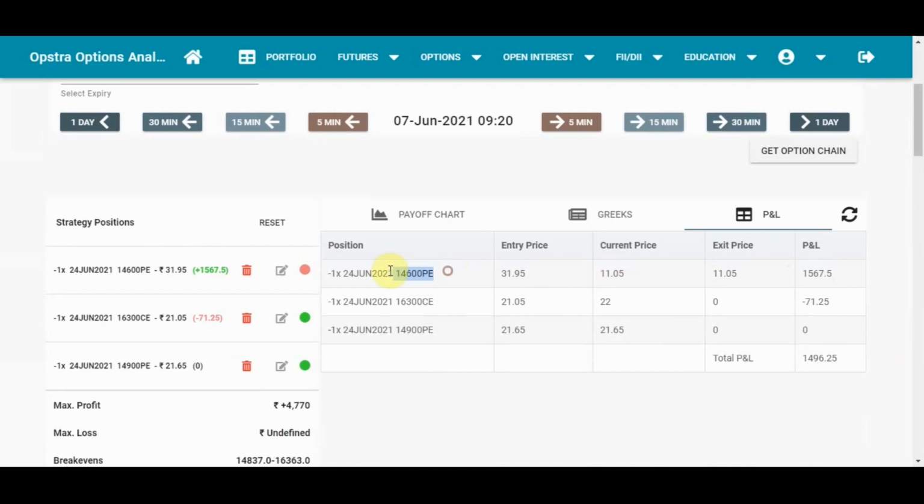In the 14,600 put, we have already booked our profits. So these two are our open positions and the approximate margin required is around 1.5 lakh. So we'll keep going forward.